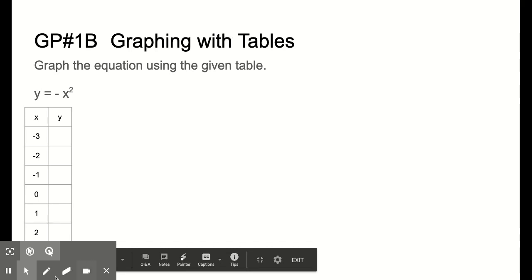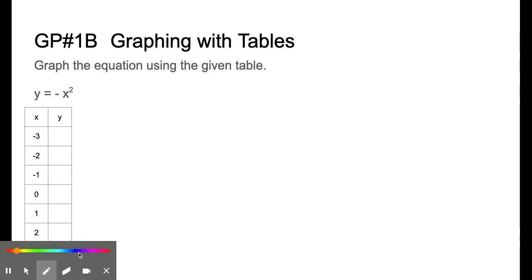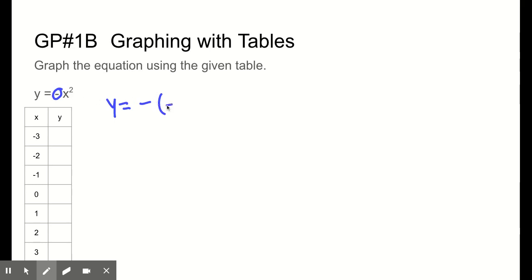So for GP1B, we are doing the same thing we just did for 1A, only our equation looks slightly different here. So notice in this case, we now have this negative out in front of the x squared, so we have to be careful when we plug our x values in to make sure that we're properly following the order of operations. So same steps as GP1A, we're going to take our x values and plug them in to our equation to get our output or y values. So first we have y equals a negative parentheses. Remember, we always put parentheses around the number we're plugging in. This is a -3 to the second power.